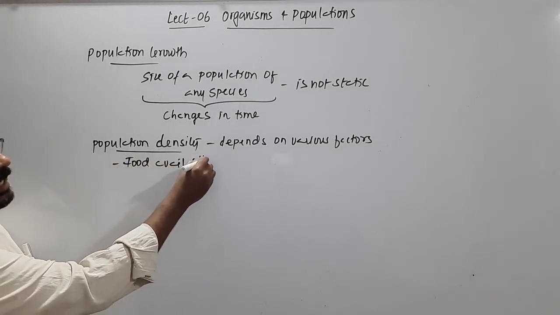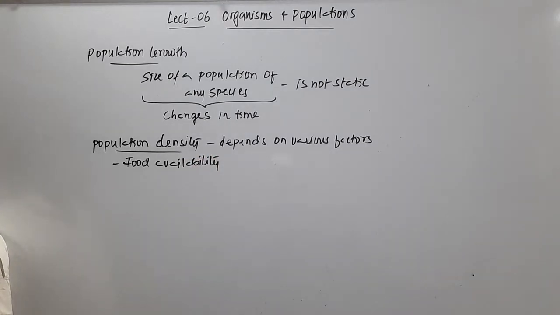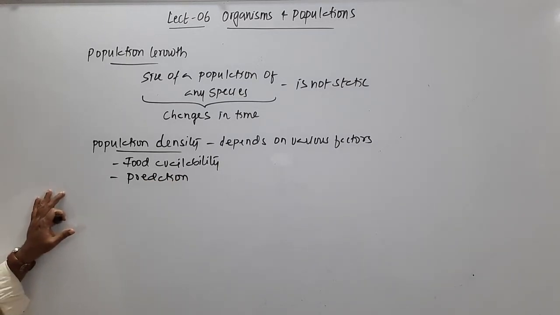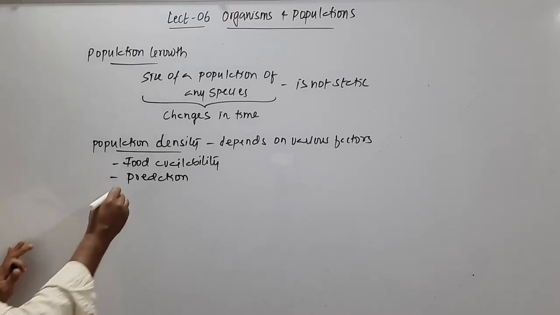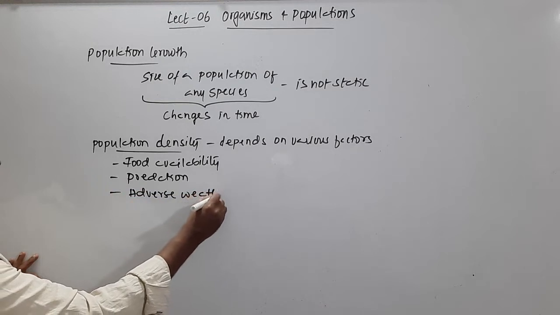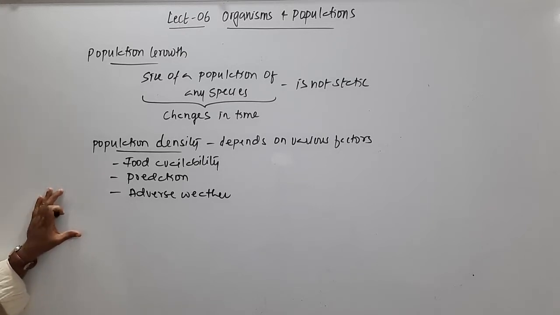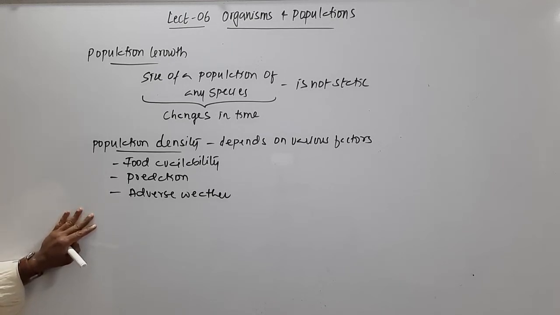If there is more food availability, then the population size may go on increasing, and if the food availability is limited, then the population will not be able to grow. And then the predation: if the predation increases, the population density will come down, right? And then the adverse weather conditions. So like this I have many other factors. Food availability, predation, adverse weather conditions, even the diseases they get, all of them are going to control the population density. Okay, and these factors will help us to understand whether the population is growing or declining, right?